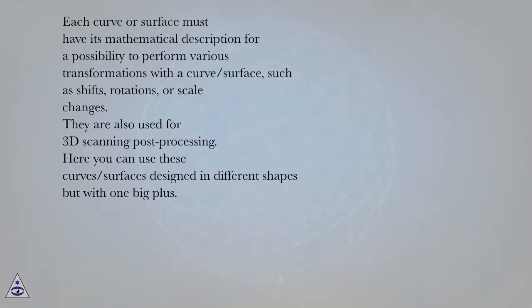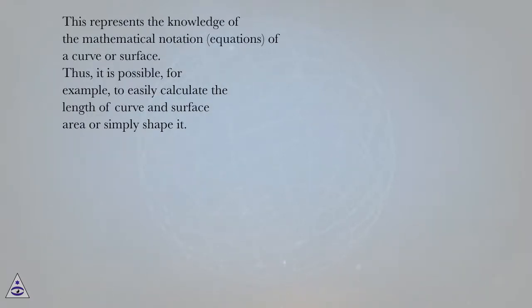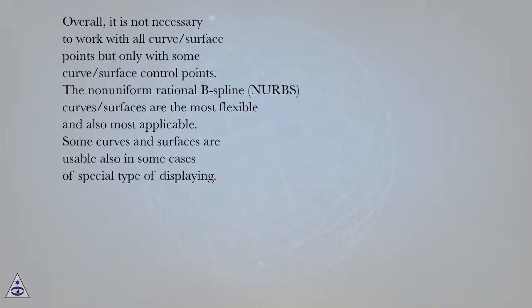They are also used for 3D scanning post-processing. Here you can use these curves/surfaces designed in different shapes but with one big plus. This represents the knowledge of the mathematical notation, equations, of a curve or surface. Thus, it is possible, for example, to easily calculate the length of a curve and surface area or simply shape it. Overall, it is not necessary to work with all curve/surface points but only with some curve/surface control points. The non-uniform rational B-spline, NURBS, curves/surfaces are the most flexible and also most applicable.